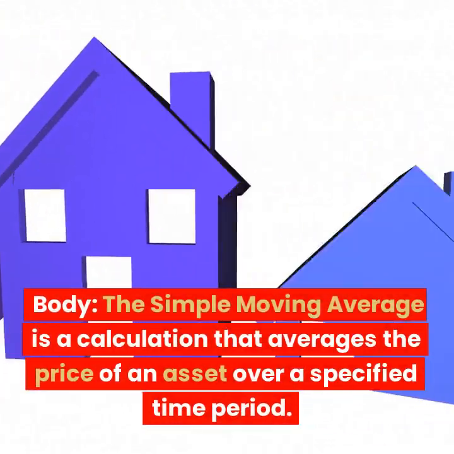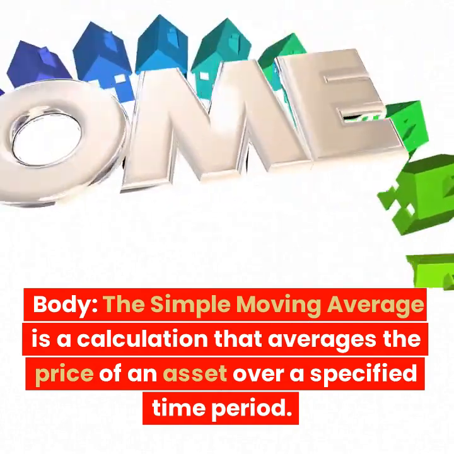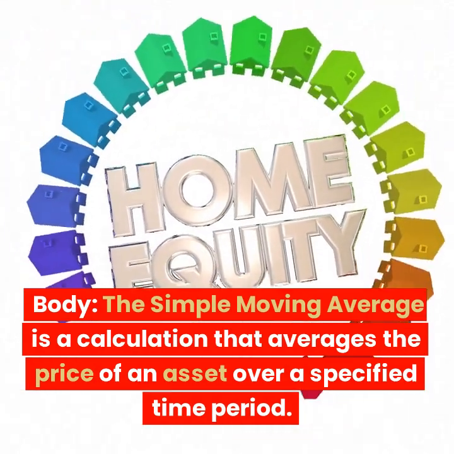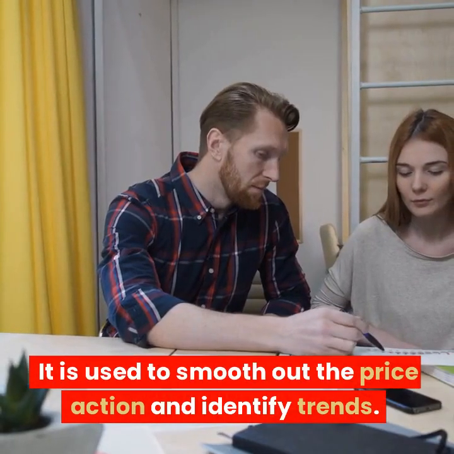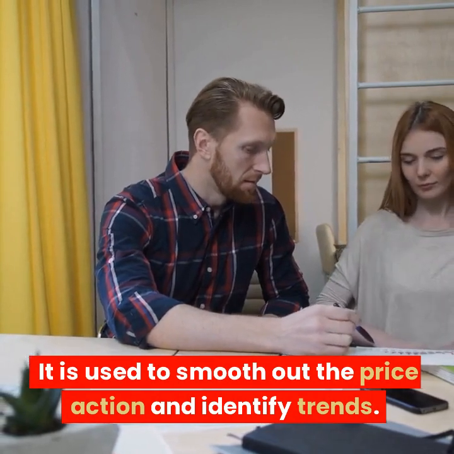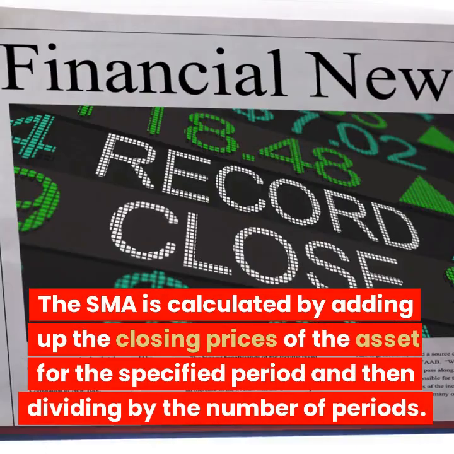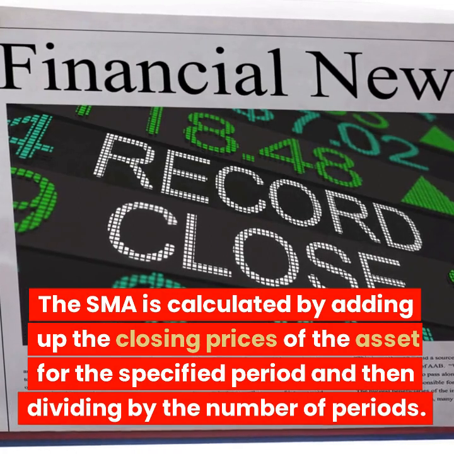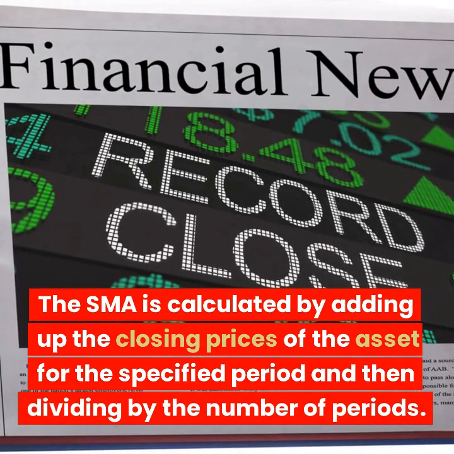The Simple Moving Average is a calculation that averages the price of an asset over a specified time period. It is used to smooth out the price action and identify trends. The SMA is calculated by adding up the closing prices of the asset for the specified period and then dividing by the number of periods.